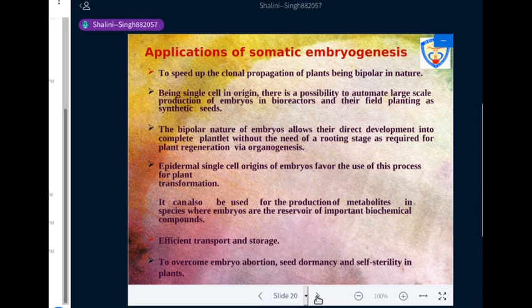Epidermal single cell origin of embryos favors the use of this process for plant transformation. It can be used for the production of secondary metabolites in species where embryos are a reservoir of different biochemical compounds, for efficient transport and storage, and to overcome embryo abortion, seed dormancy, and self-sterility in plants.